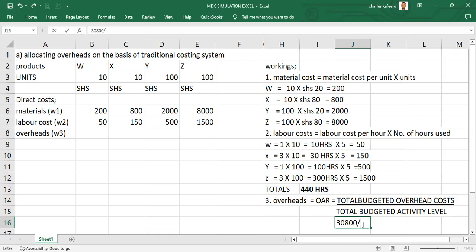We divide that by the total budgeted hours, and this will give us 70 shillings. This is going to give us 70 shillings, or we may say shillings 70 per labor hour.